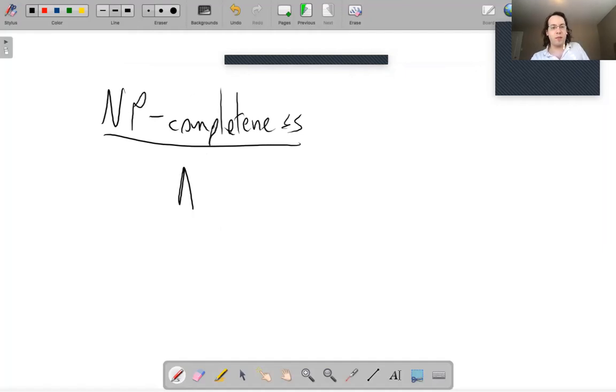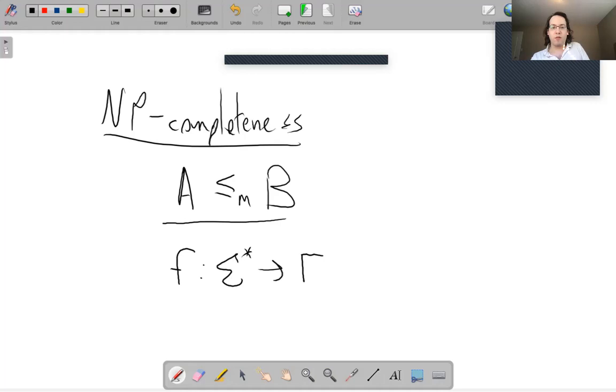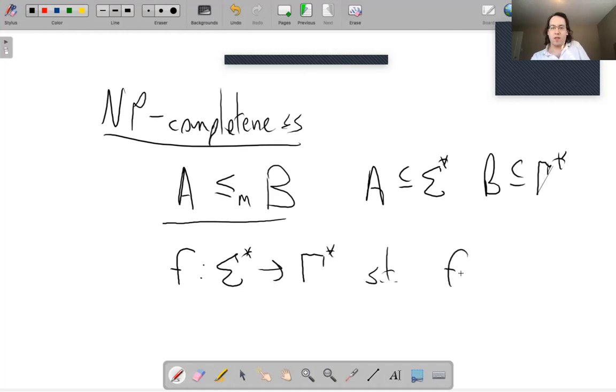Remember, if A and B are languages, then we had a mapping reduction from A to B. What was this? This meant that there is a function f, which goes from the strings on the alphabet of A to strings on the alphabet of B. So here we're assuming A is in sigma star and B is in gamma star, such that f is computable.